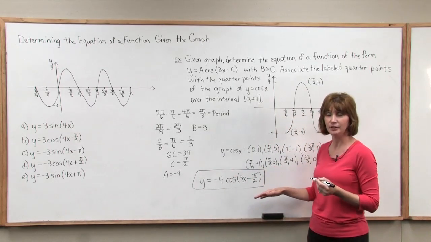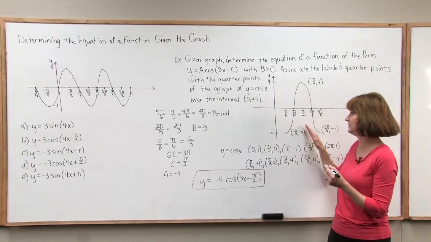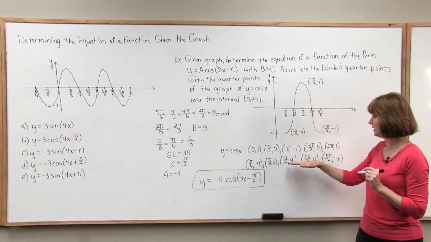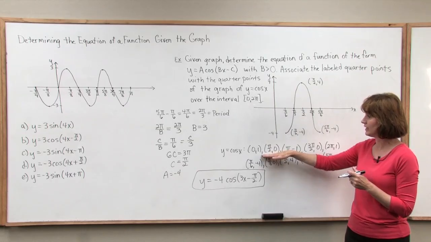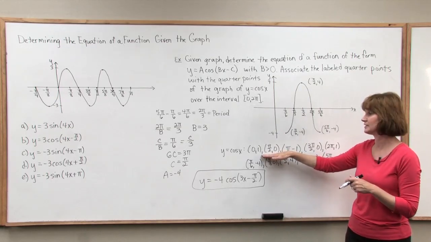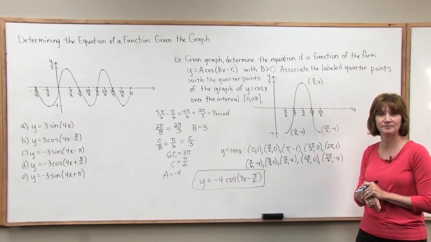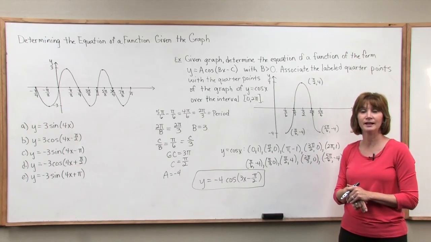So we can determine a unique function if we make the assumptions. We're going to be told whether it's a sine or cosine. In this case, it's a cosine. We're going to be told b is positive, and we're going to be given 5 quarter points of one cycle that corresponds to the quarter points, in this case for y equals cosine x, for x between 0 and 2 pi. Practice working these examples until you've mastered the skills and concepts involved.